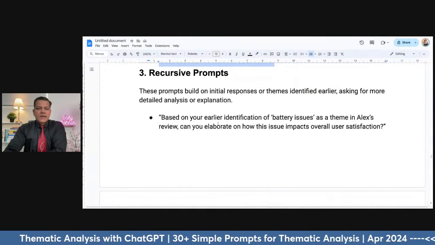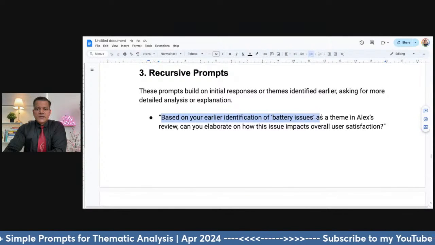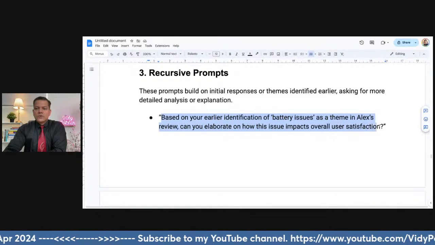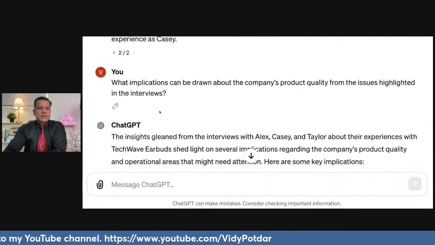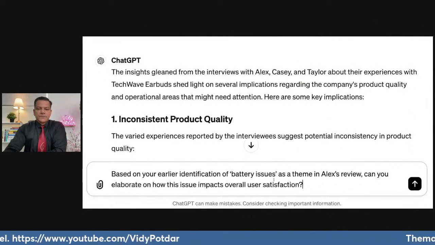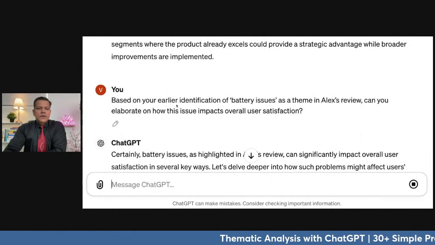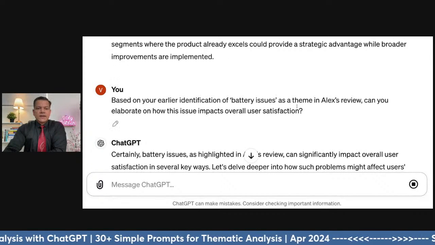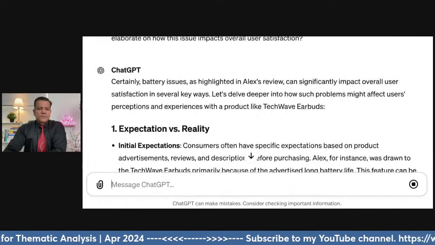Recursive prompts. So based on your earlier identification of battery issues as a theme in Alex's review, can you elaborate on how the issue impacts overall user satisfaction? So let's go to ChatGPT and put this prompt. So here, what we are doing is based on earlier identification, we are working on the prompt that was given earlier, and asking for some elaboration or clarification further.